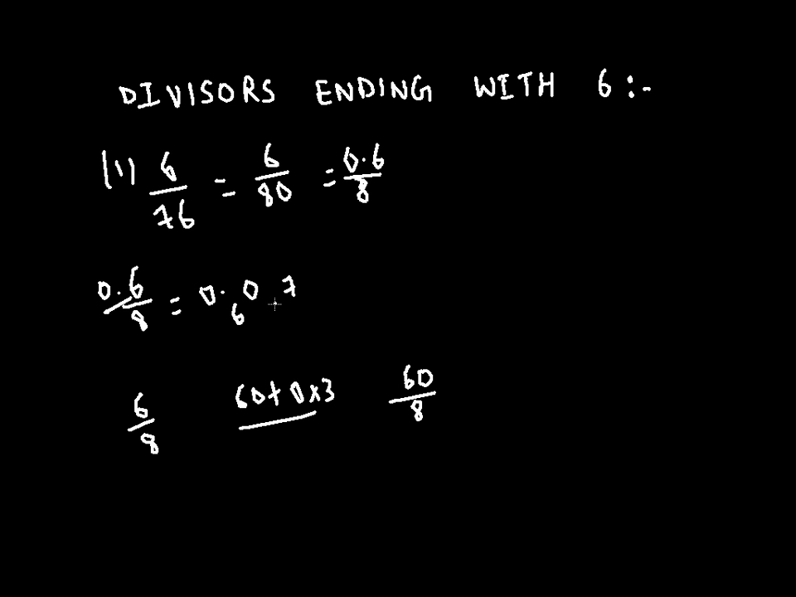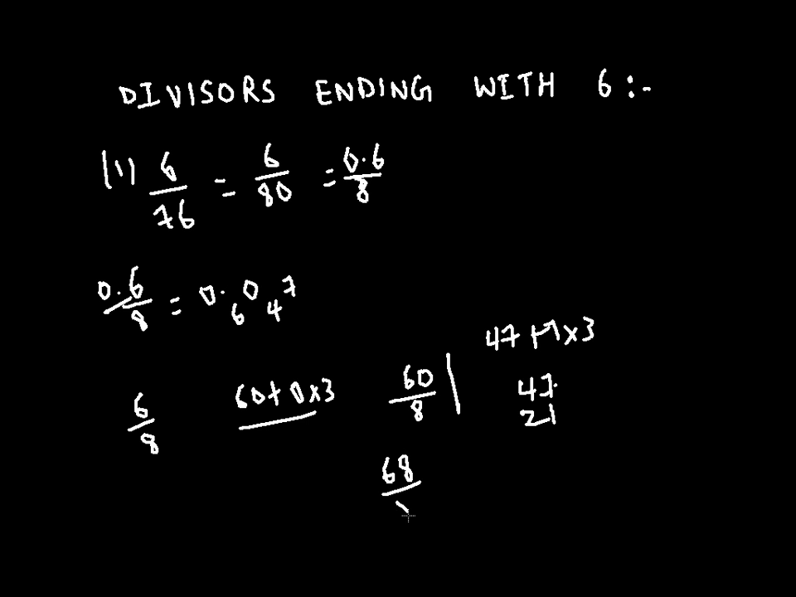8 7s are 56, 4. 47 is not our final dividend, 47 is only our base dividend. 47 plus 7 into 3, 47 plus 21, 68 is our final dividend now.